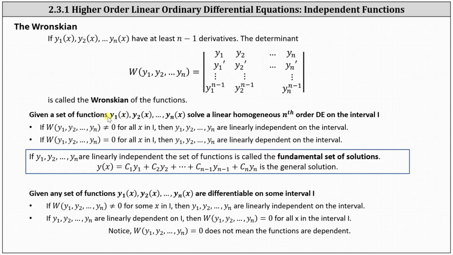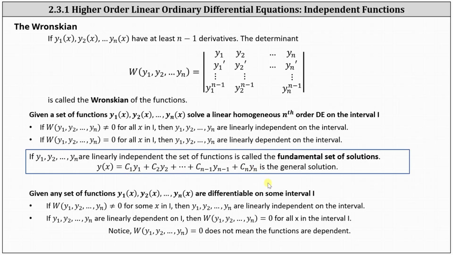So again, if we have the functions y sub 1 through y sub n that solve the nth order linear homogeneous differential equation on the interval I, and the Wronskian doesn't equal 0 for all x in the interval, then y sub 1 through y sub n are linearly independent, and the set of solutions is called the fundamental set of solutions, and therefore the general solution is the set of linear combinations of y sub 1 through y sub n.